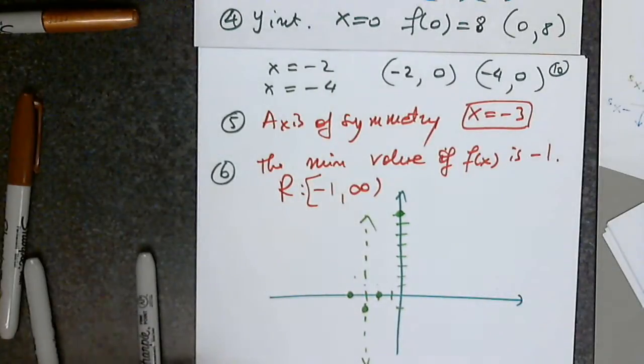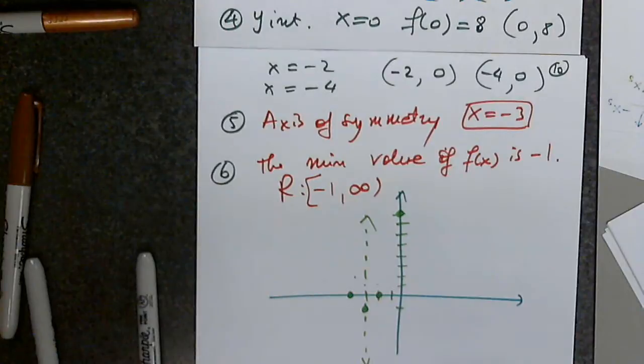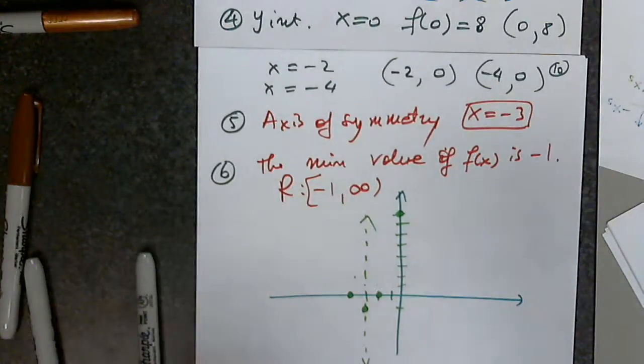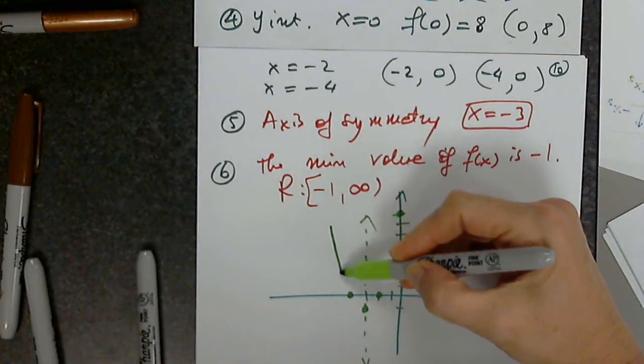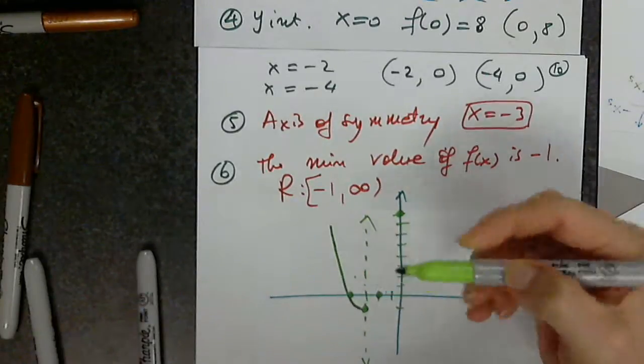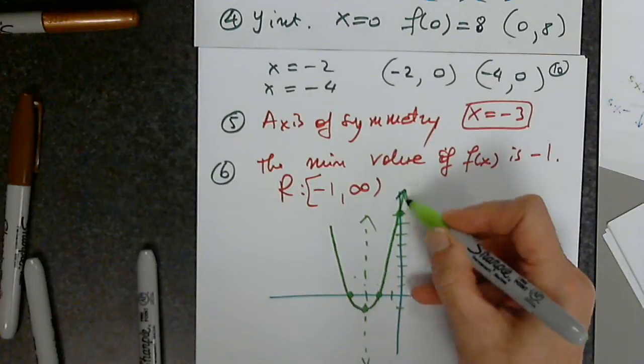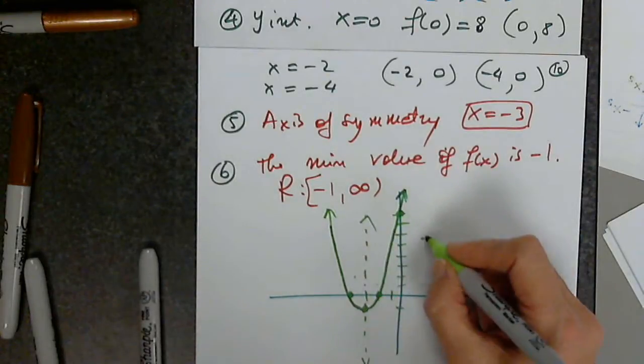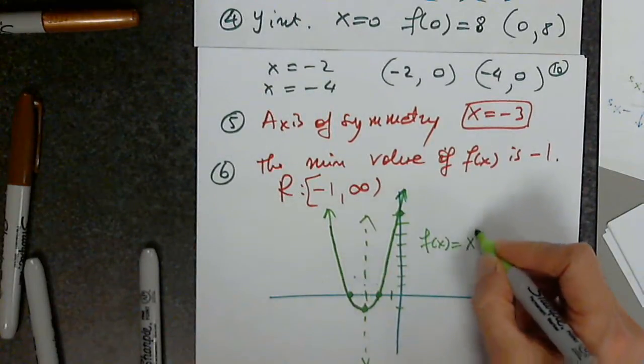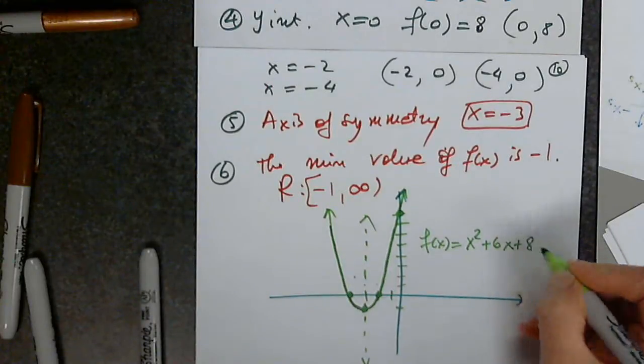Try to graph this function without having an acute point at the vertex. Make it as round as possible. You can determine as many ordered pairs as you want. That's all we really need. So this is the graph of f of x, x squared plus 6x plus 8.